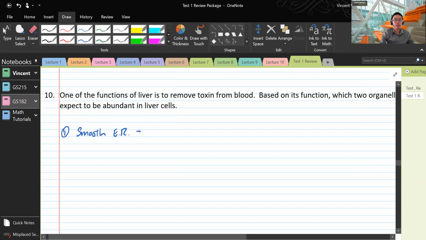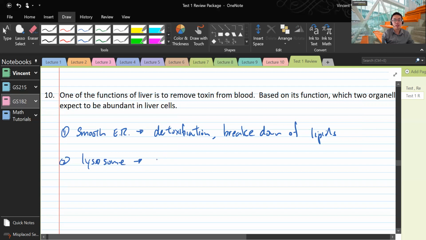This is responsible for detoxification, right? Breakdown of lipids. Another one is lysosome. That is also correct.